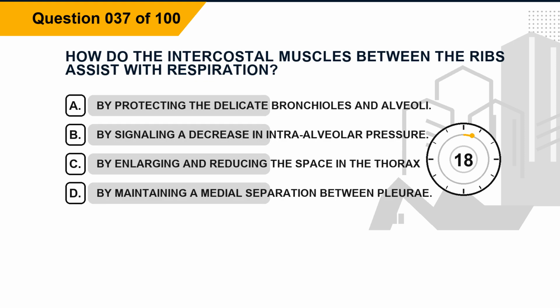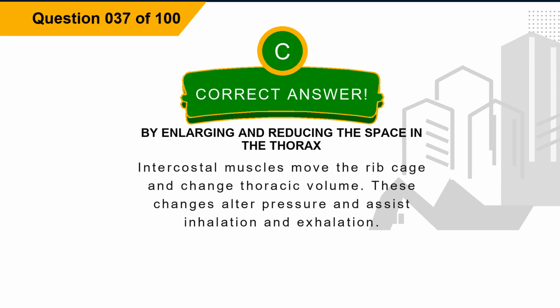Question 37. How do the intercostal muscles between the ribs assist with respiration? Option A, by protecting the delicate bronchioles and alveoli. Option B, by signaling a decrease in intraalveolar pressure. Option C, by enlarging and reducing the space in the thorax. Option D, by maintaining a medial separation between pleurae. The correct answer is option C, by enlarging and reducing the space in the thorax.